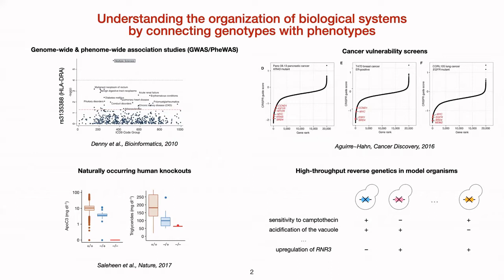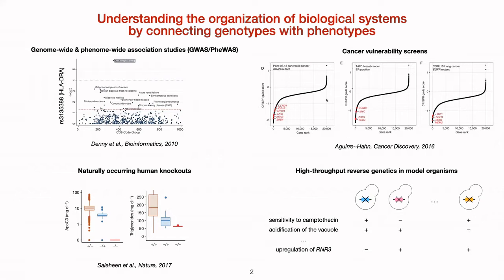Many of us are attacking this problem from a variety of different angles. In most recent years, the ones that come to mind the most are genome-wide association studies that try to exploit the genetic variation in natural human populations, data for which is becoming available more and more quickly. So these are GWAS and PheWAS analyses.